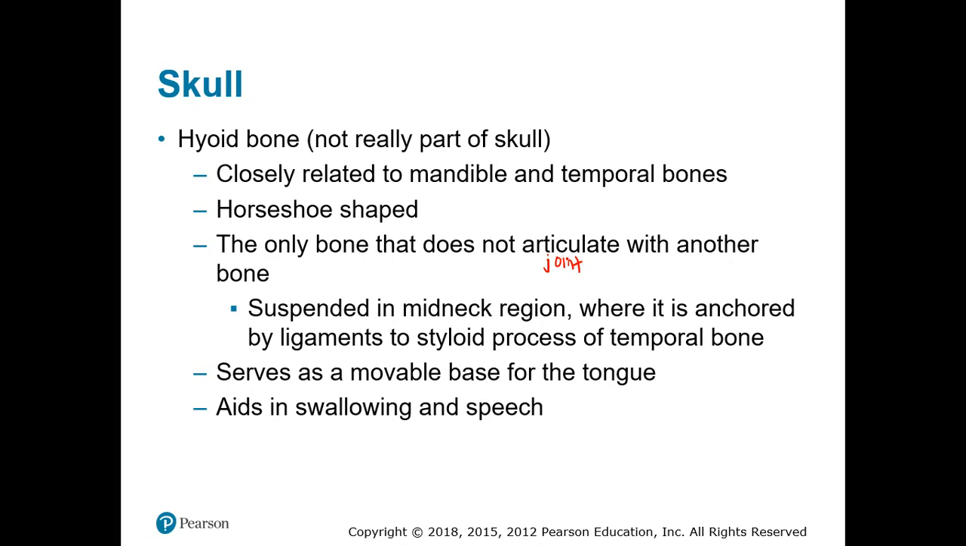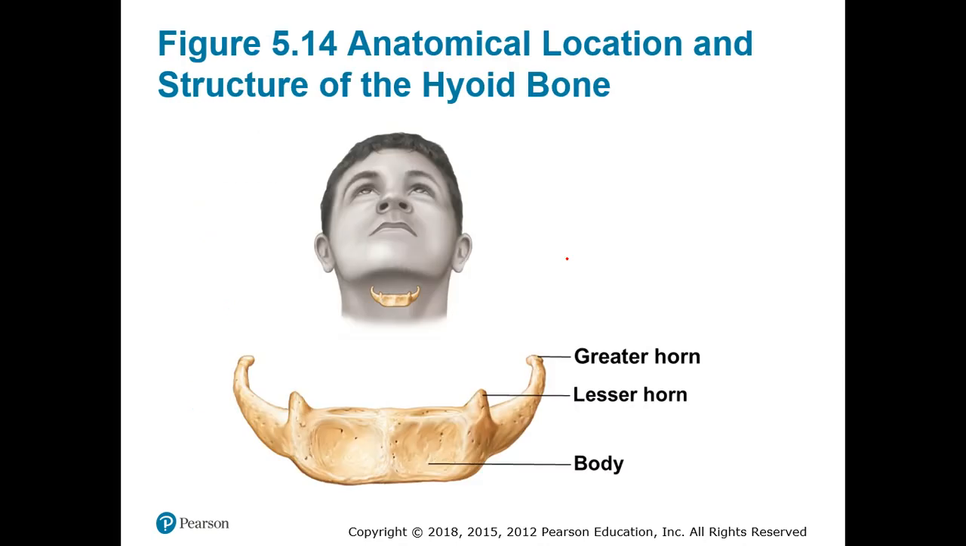It's not directly forming a joint with the styloid process of the temporal bone. It's held in place by ligaments. And it's a very important bone because it serves as a movable base for your tongue, and it helps us with swallowing or aids in us forming certain parts of our speech. If you're curious, here is the horseshoe shaped bone. It's right here in your neck.